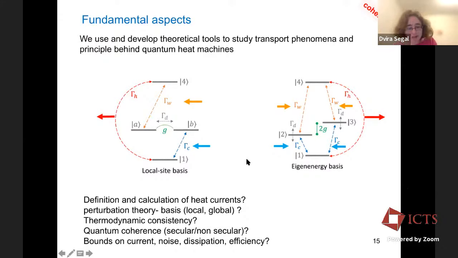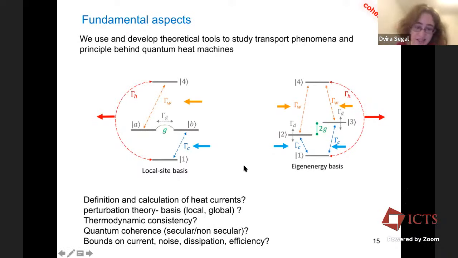And there have been comments and nice discussions in the last couple of years about the different bases, with Geraldine, for example, publishing a very nice work on it. Since we are not doing exact work here, we are using perturbative methods, the question is which basis, global or local, is more useful, is more correct?